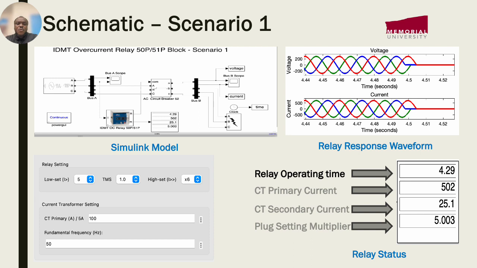Now, for scenario 1, we considered a relay setting such that the lower setting was 5 amps as per our calculation, the time multiplier setting was 1, and the higher setting was 6 times the current multiplier. For the CT, the primary setting was 100 amps, and of course the secondary, which is standard, is 5 amps.